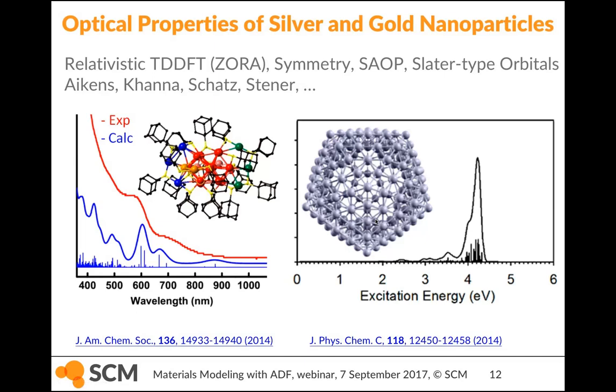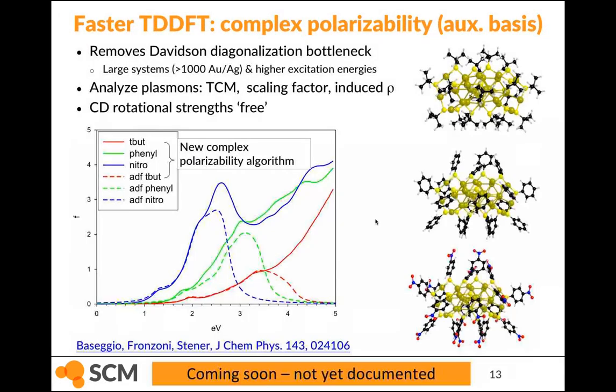But actually, what they've been working on the last 2 years, again, this is the Trieste group, is making an even faster TDDFT approach, which also allows you to go to larger systems and to much higher excitation energies. It's a different way of doing the linear response TDDFT. It gets rid of the bottleneck that you typically have in the Davidson diagonalization algorithm, the memory bottleneck, and it uses the polarizability, using an auxiliary basis set to calculate the polarizability matrix.